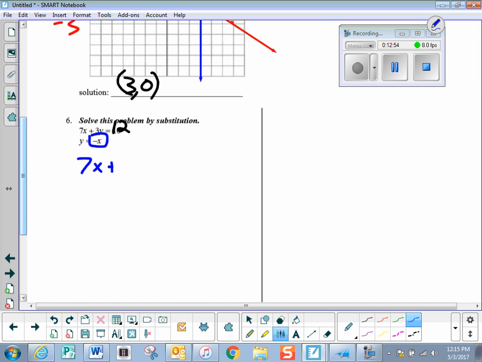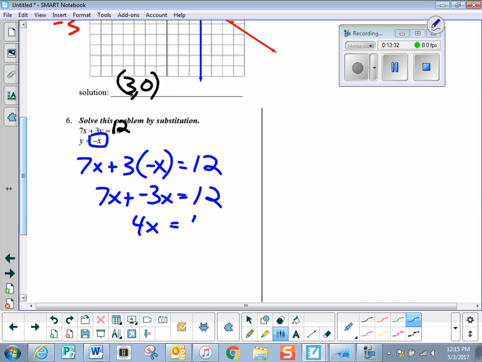Step 2, plug and chug. I put in for y what? Negative x. I replaced y with negative x because I'm substituting. Now what? Then it's 7x plus negative 3x. 7x plus negative 3x is what? 4x. Divide by 4, what's x? 3.